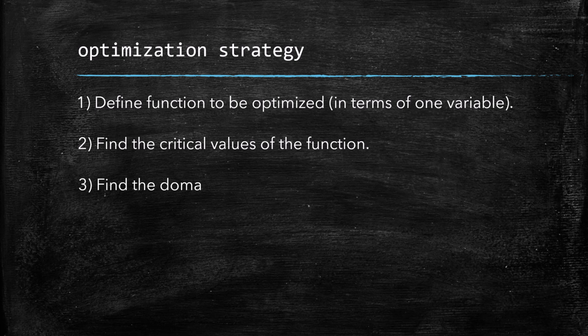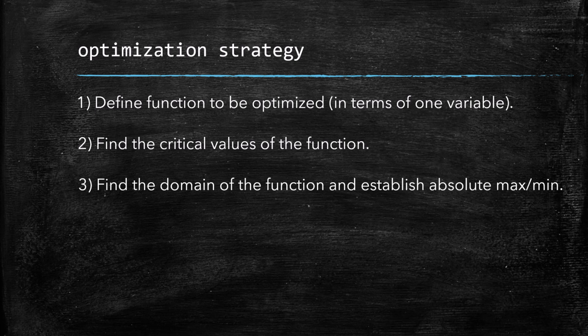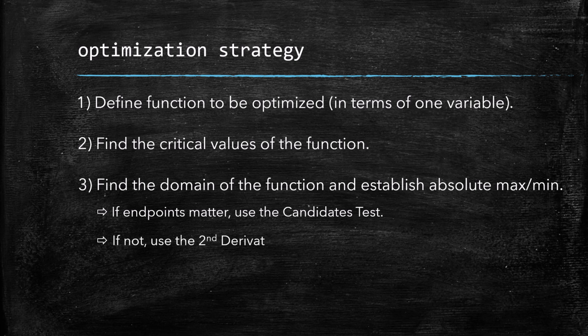Step three is to consider the domain of the function, and that will help you to establish the location of the absolute max or min. Now, there's two scenarios. If the endpoints matter, so if you have a closed interval, then you would want to use the candidates test. And in the case where they don't matter, quite often when there's just one critical value and you just have to establish if it's the absolute max or min, then you can use the second derivative test. And step four is to state the conclusion in the context of the problem.